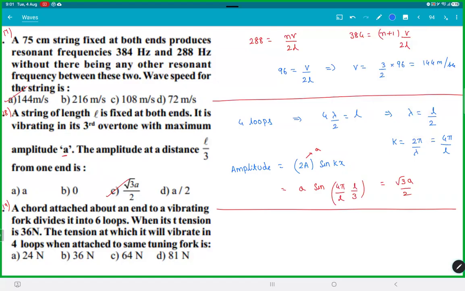A cord attached to an end of a vibrating rope divides into 6 loops. So sixth harmonic when tension is 36 newtons. The tension at which it will vibrate is 4 loops. So again, the formula f is equal to n by 2L root over T by mu. So frequency is same. Number of loops are changing, tension is changing. So n into root T is constant. So 6 into root 36 is equal to 4 into root T. That would be 81 newtons.